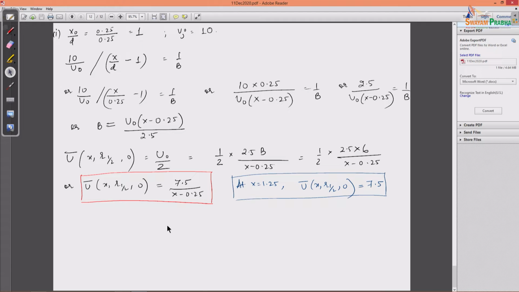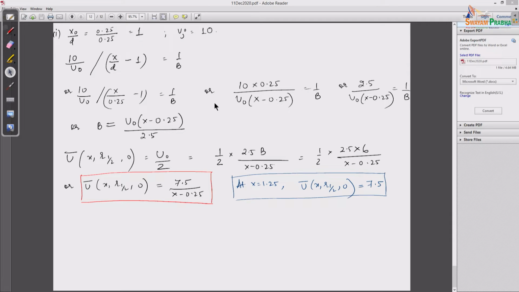So what we end up with is this relationship. For the first jet, the U mean at the jet half width is equal to 7.5 by x minus 0.25, and we know that U mean is a function of x as well. Taking a particular value of x, say 1.25, we got the U mean at R half, the jet half width, to be equal to 7.5. I think we had stopped here, and we said you go ahead and calculate these things for practice, for the other 4.